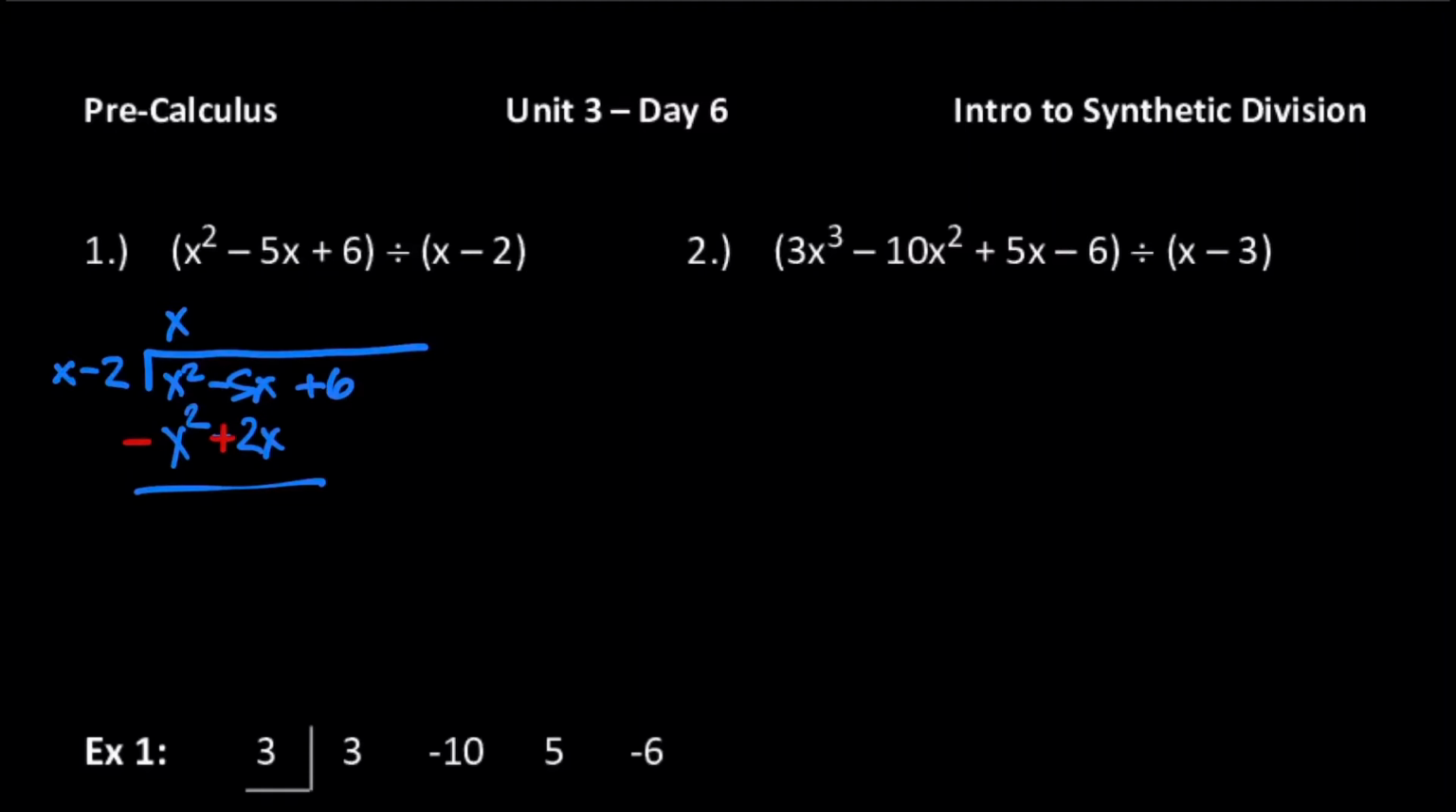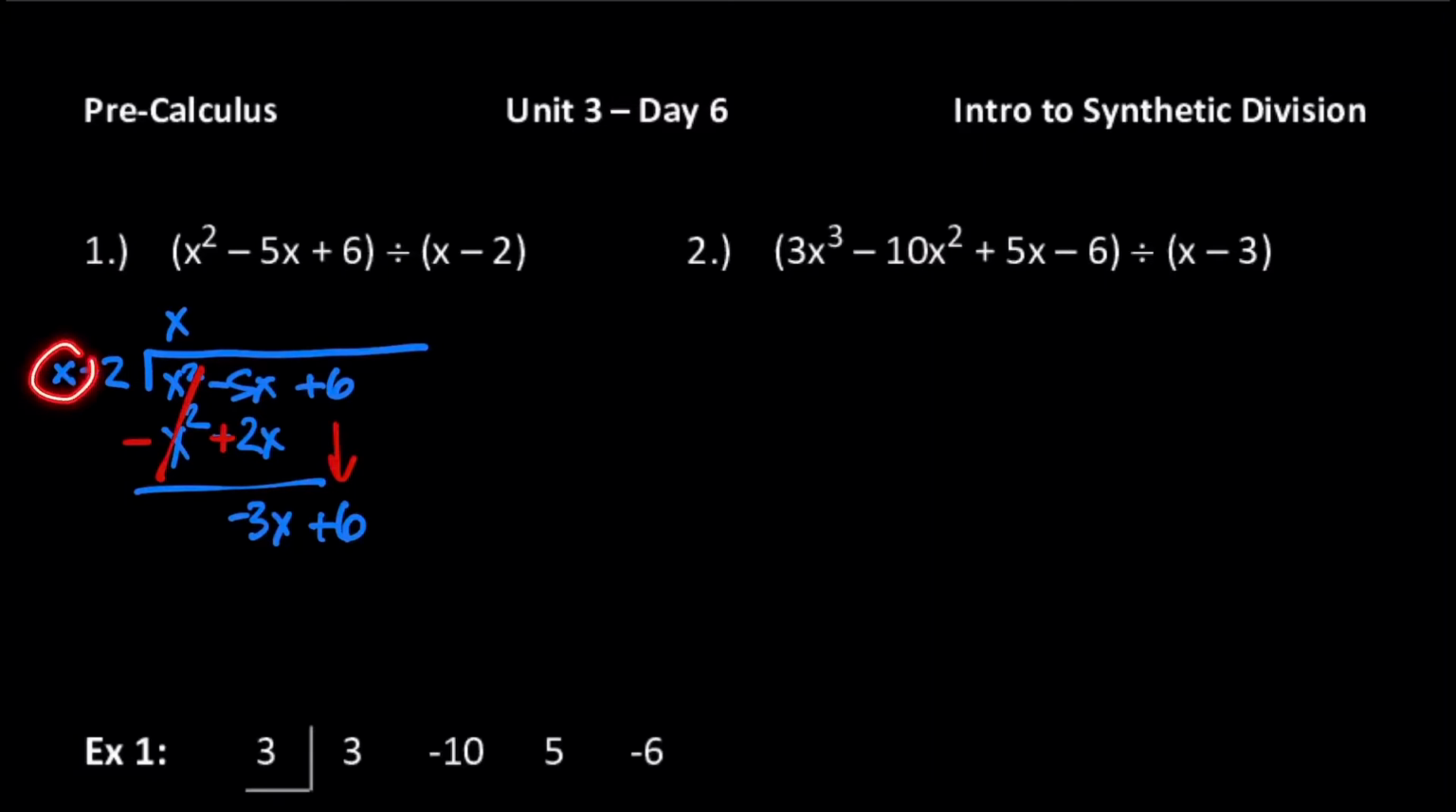Now we'll combine like terms. Negative 5x and a positive 2x is negative 3x. And if you did this correctly, these terms here will cancel out. Now what do I do? Well, now I bring down that 6. Plus 6.